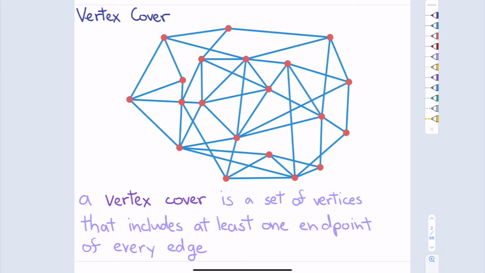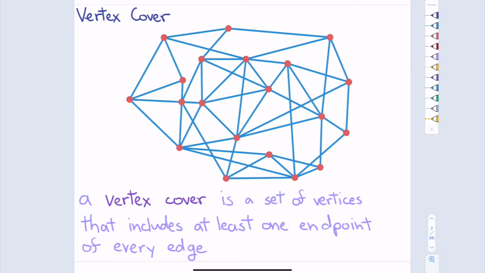All right, the vertex cover problem. I give you an undirected graph, okay? And vertex cover means you choose a set of vertices so that you're taking at least one endpoint from every edge. So you're choosing vertices that cover the edges.